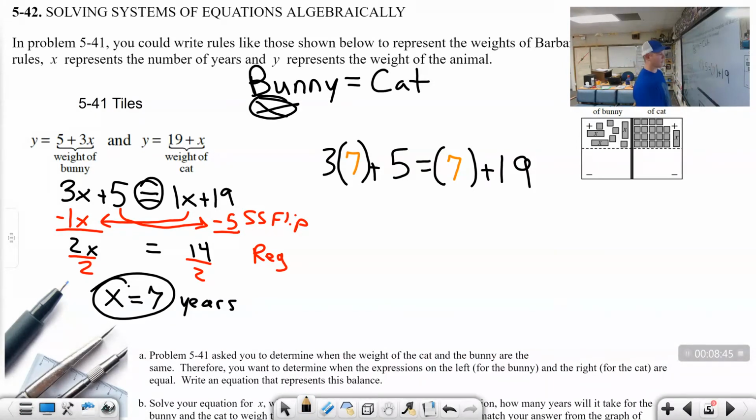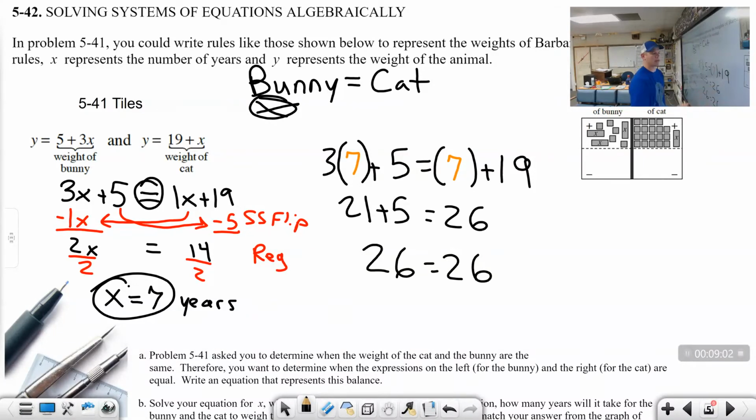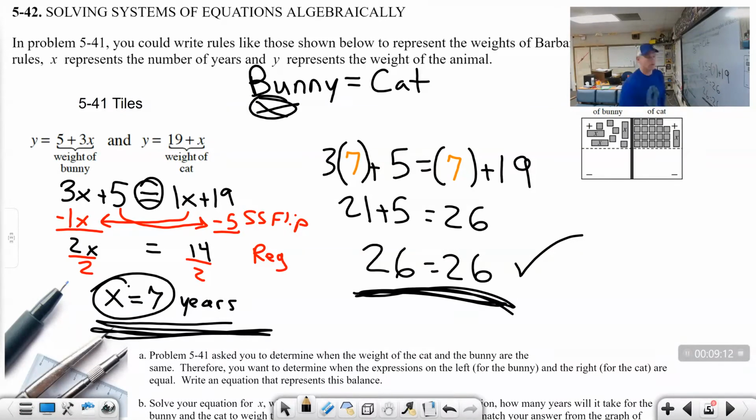Let's go ahead and do the math. 3 times 7 is 21. 21 plus 5 is 26. On the right-hand side, 7 plus 19 is 26. If you want to write a 26 right there, that's okay too. Check, I got it right. They are the same. In 7 years, they will both weigh 26 pounds.